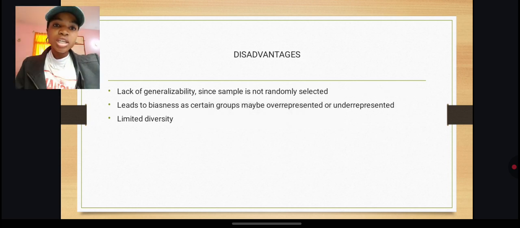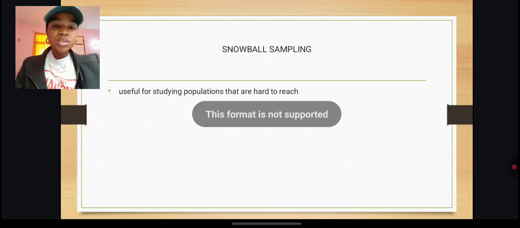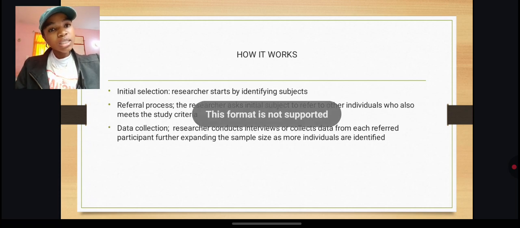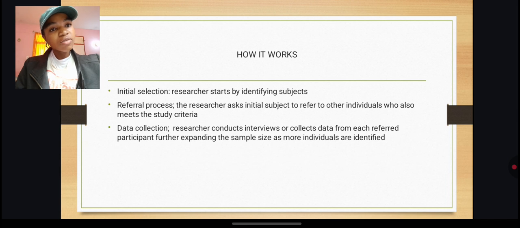Disadvantages: lack of generalizability since the sample is not randomly selected, leads to bias as certain groups may be overrepresented or underrepresented, limited diversity. Snowball sampling: useful for studying populations that are hard to reach. How it works: initial selection: researchers start by identifying a subject.